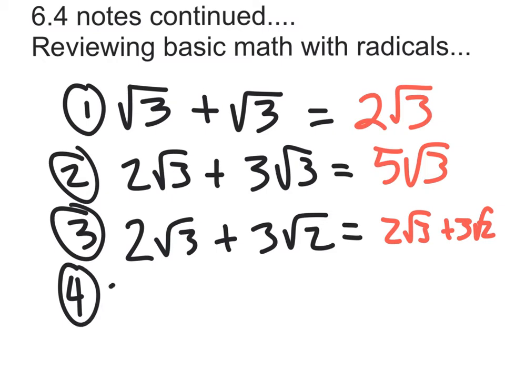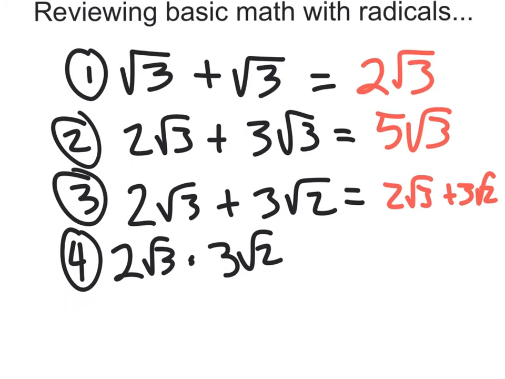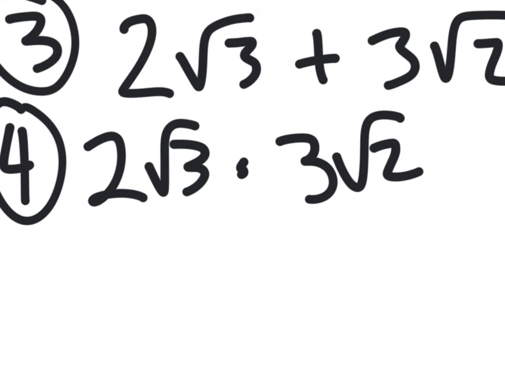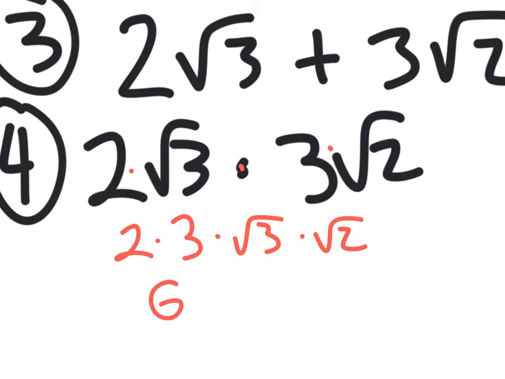Let's do another one. Let's do 2 square root of 3 times 3 square root of 2. You can't do it. So check this out. Yes, you can do it. It's just a question of understanding that it's 2 times the square root of 3 times 3 times the square root of 2. So you're going to rearrange it. 2 times 3 times the square root of 3 times the square root of 2. So 2 times 3 is 6. And the square root of 3 times the square root of 2, you could put those together underneath one square root. So your final answer is 6 square root of 6.